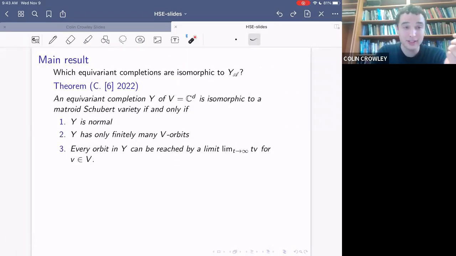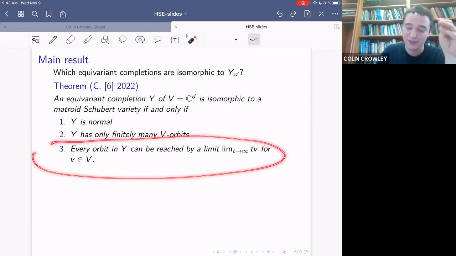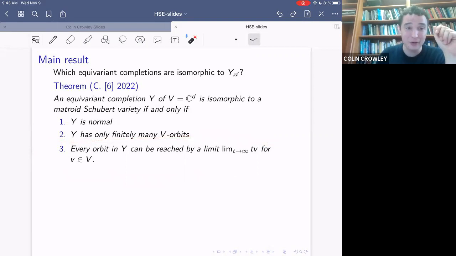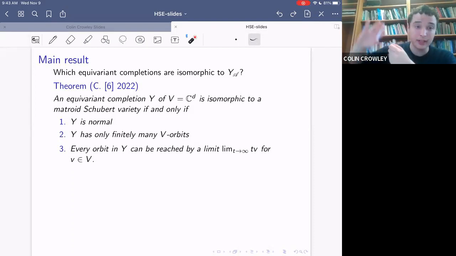And the third is even more restrictive. I guess the third is more restrictive than the second. I don't have a good sense of how restrictive the third is in general, but I'm going to ask that every orbit can be reached by going straight in one direction in the affine chart. So given any vector v, I can scale it by complex numbers and take the limit as t goes to infinity. It won't converge in the vector space, but it converges in the boundary since Y is complete. And that will lie in some boundary orbit. I ask that every orbit can be reached in this way.